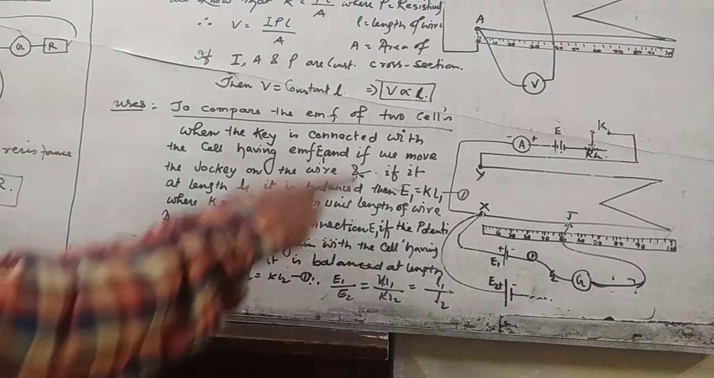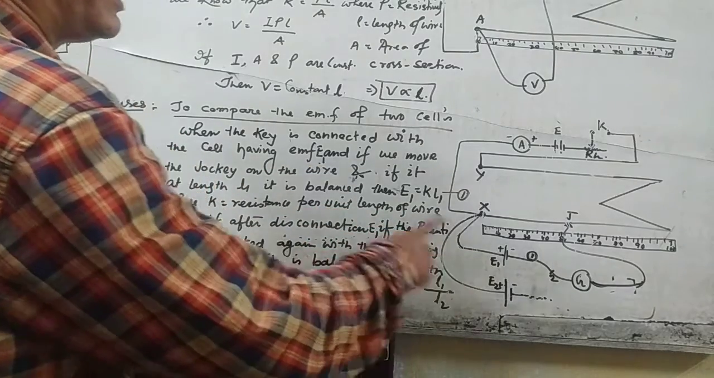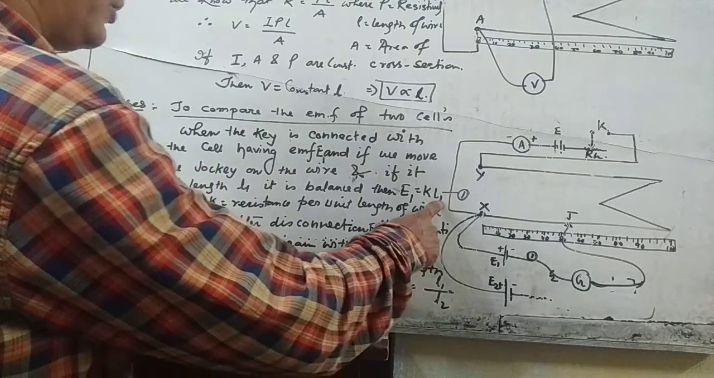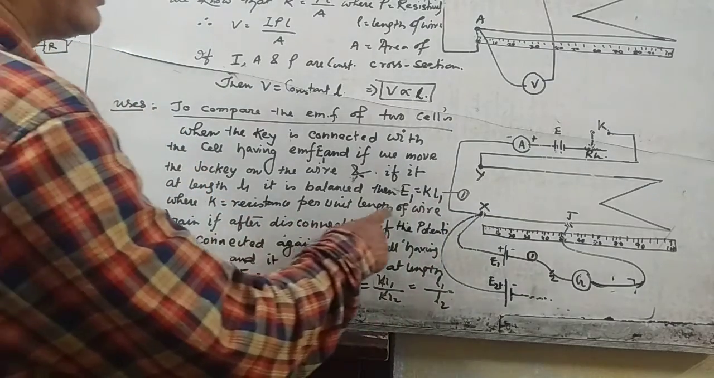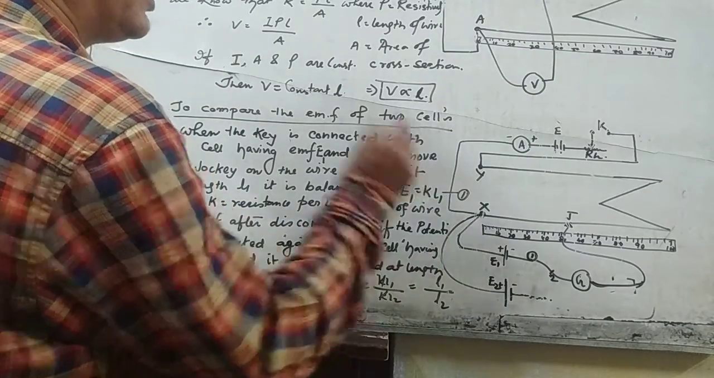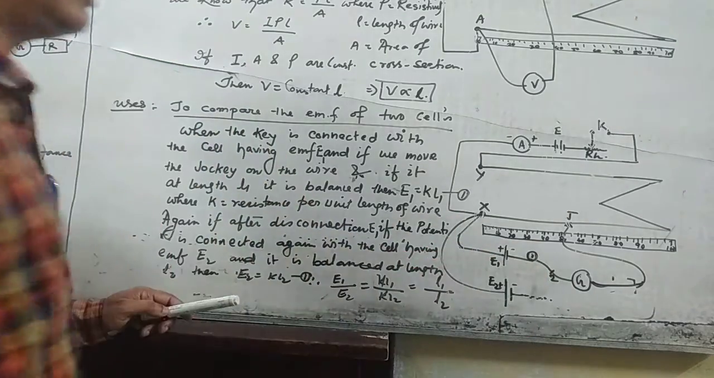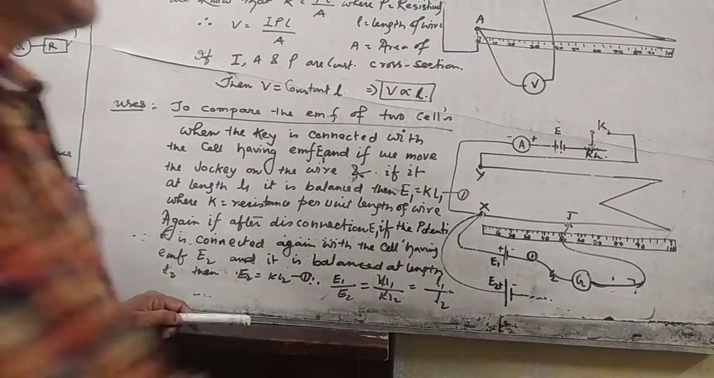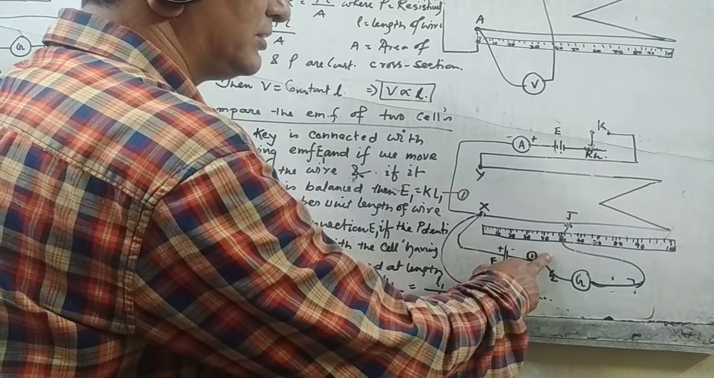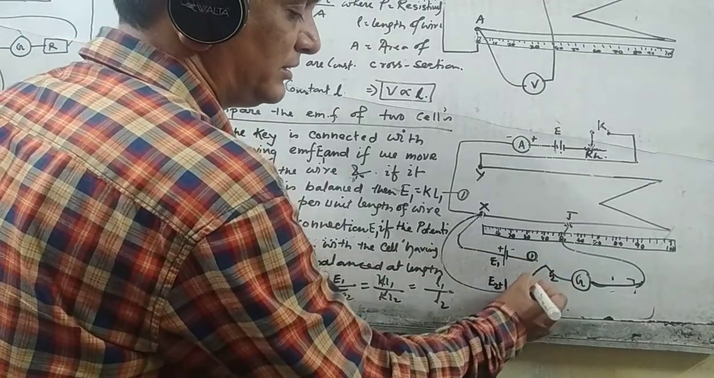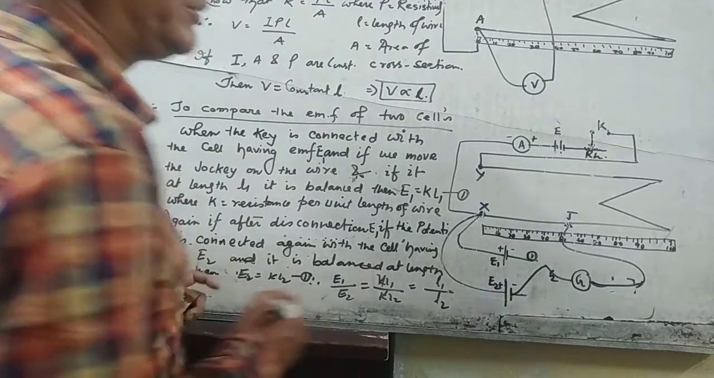By using the principle of potentiometer, we can say that E1 is equal to some constant K into L1, where K can be considered a resistance parameter of the length of the wire. Now, what will we do next? We will disconnect this E1 from the galvanometer. Now we will connect the cell having EMF E2.